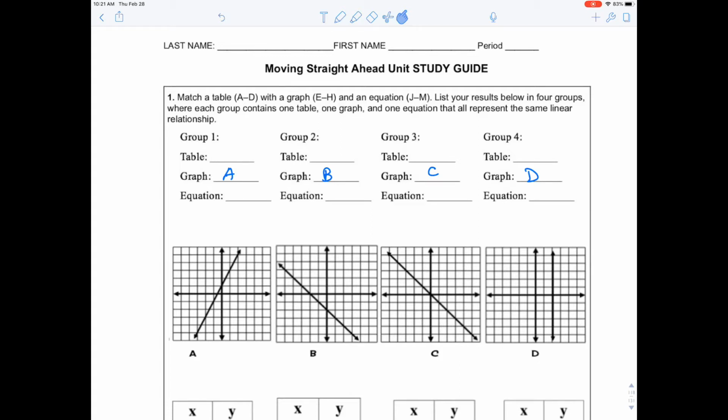I am going to walk you through your Moving Straight Ahead unit study guide, okay? Our test, if you are in 5th period, is going to be on Friday. If you are in my even periods, then it is going to be on Monday. Okay, so with that, let's just dive straight in.